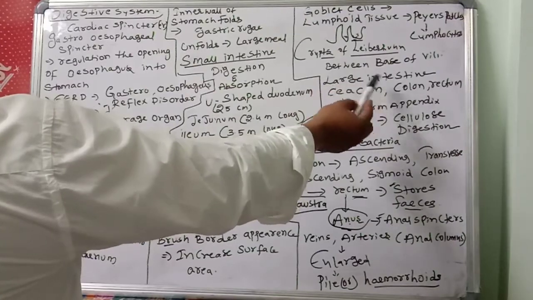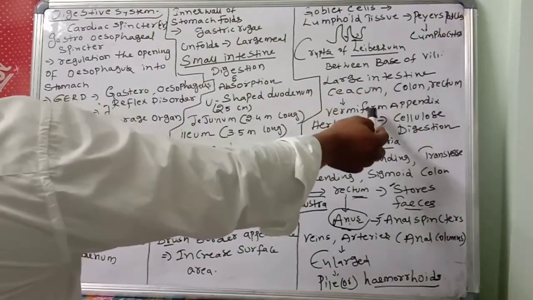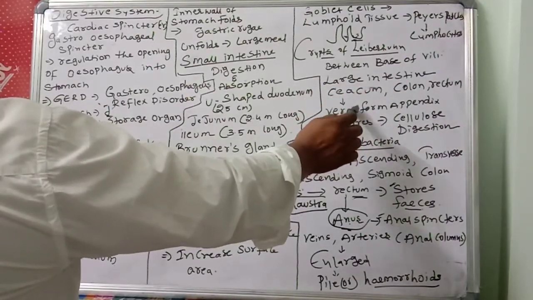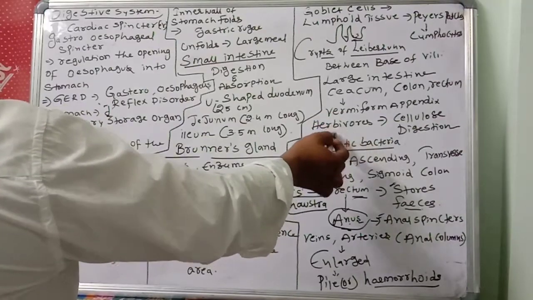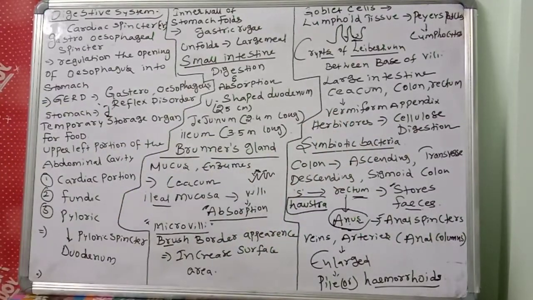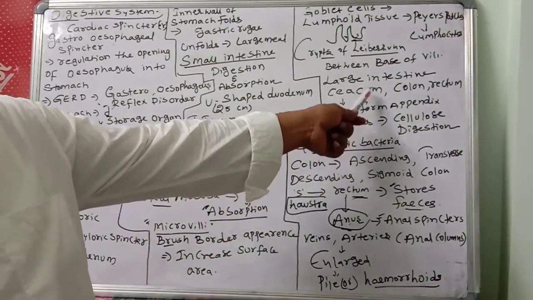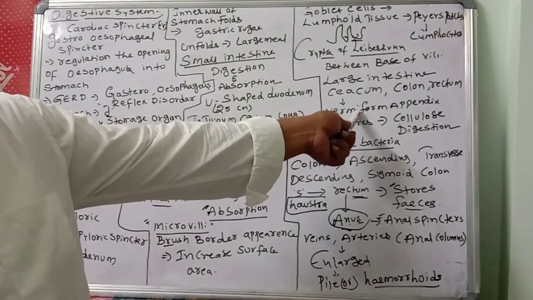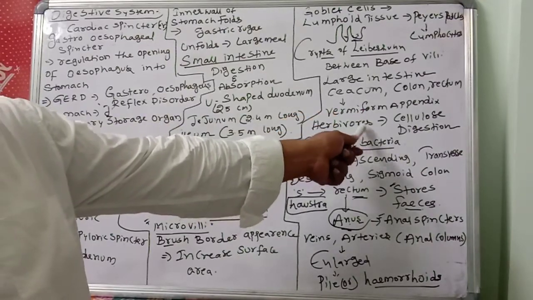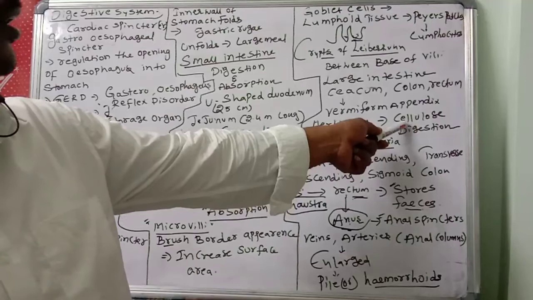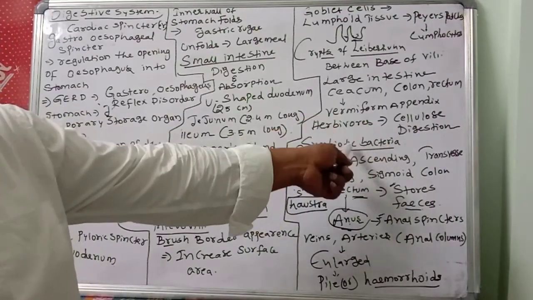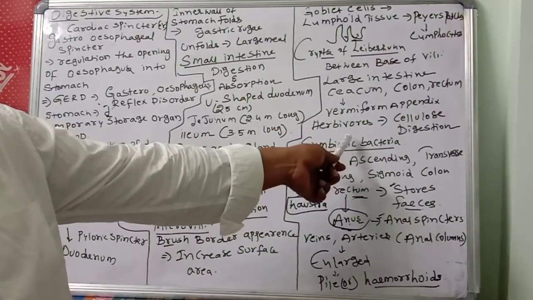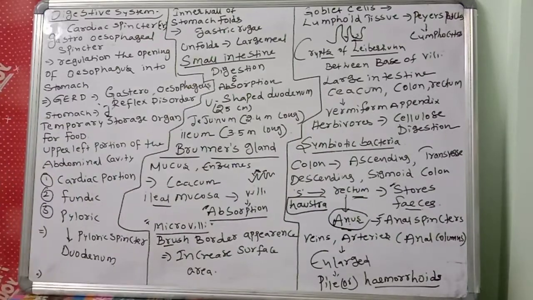The large intestine consists of the cecum, colon, and rectum. The cecum opens into the vermiform appendix. The cecum is useful in herbivores, but vestigial in humans. Why is it useful in herbivores? For cellulose digestion, because the cecum and colon contain symbiotic bacteria. With their help, they digest the cellulose.